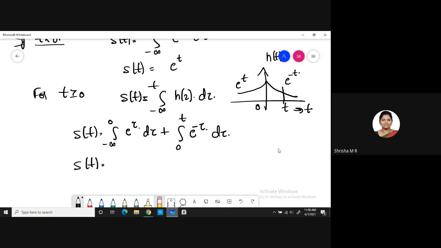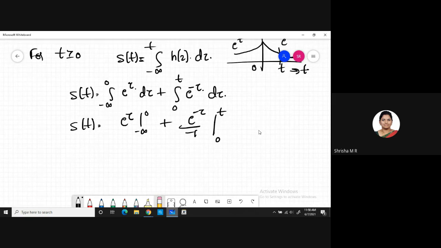S of t is equal to the integral of e power tau d tau. So that would be equal to e power tau by 1, e power tau with limits minus infinity to 0, plus e power minus tau by minus 1 with limits 0 to t. Right? Now substitute the upper limit and lower limit and check what you get for S of t.